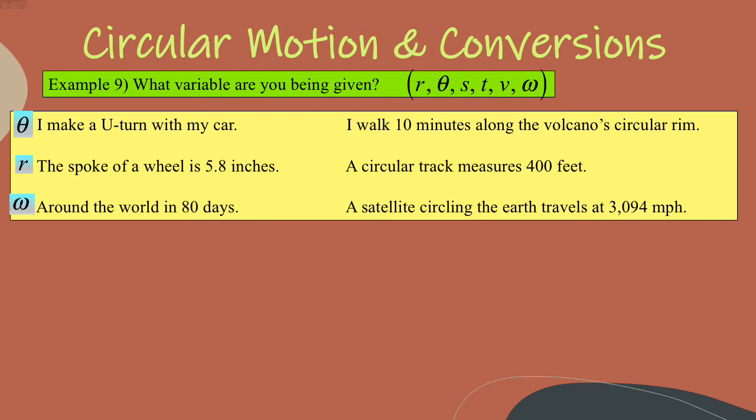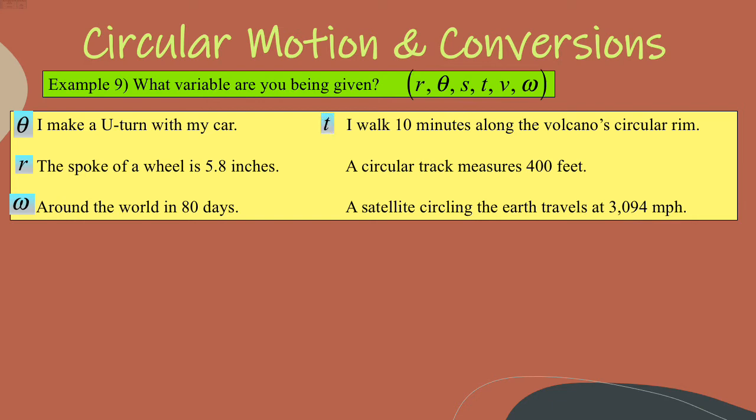There's an old movie by the name of Around the World in 80 Days. Since we are doing one full rotation of the Earth and we are taking 80 days, this is an example of angular velocity, a certain angle in a certain amount of time, omega.